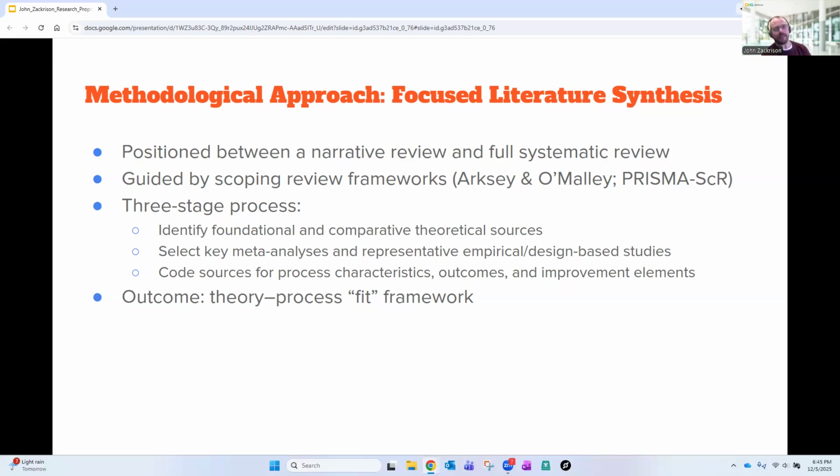Together, these steps supported the development of what I call a theory process fit framework that characterizes each perspective in terms of structure, learner agency, feedback loops, and the typical outcomes we would expect to see.